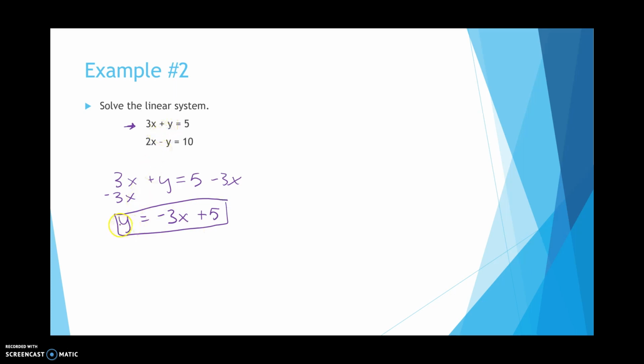So now that I've got y by itself, I look at my second equation, 2x minus y equals 10. And since I solved for y from my first equation, I'm going to substitute this in for my y. So watch what we have here. I'm going to write it over here to the right. We have 2x, keep that the same, substituting this negative 3x plus 5 in for the y. So minus, and I'll put in parentheses here, a negative 3x plus 5, that's going to all equal 10.